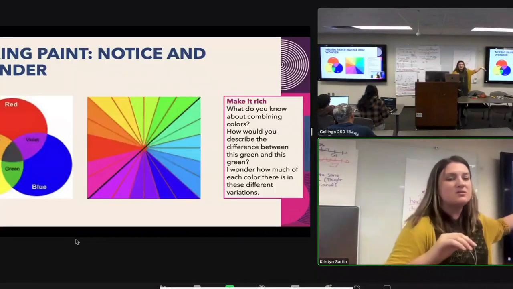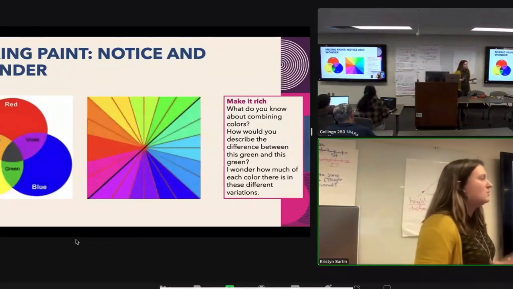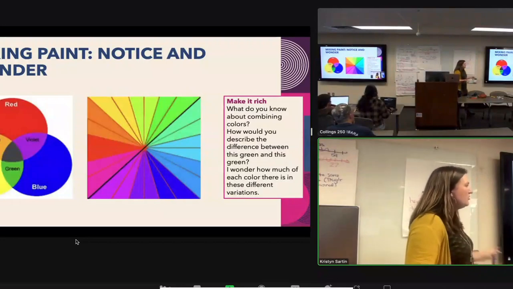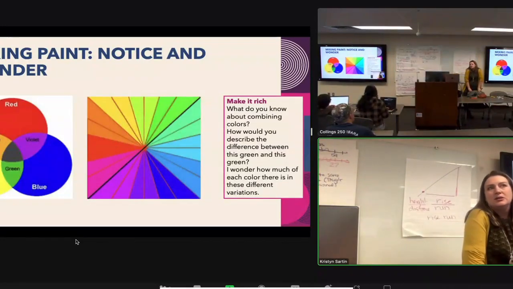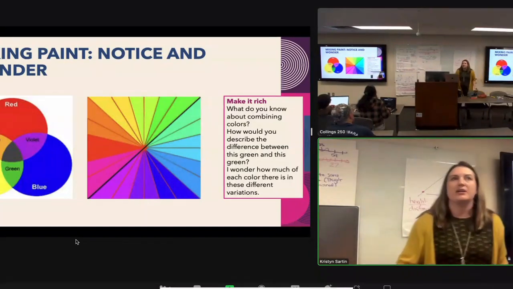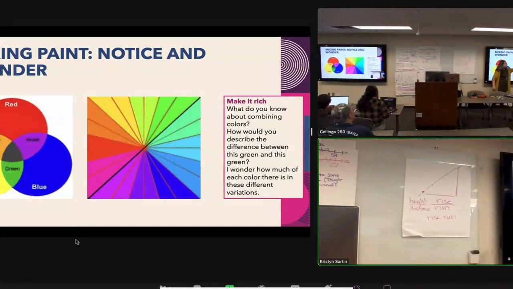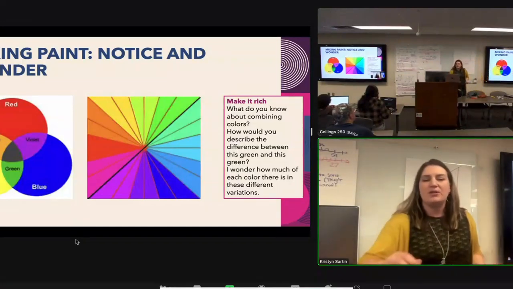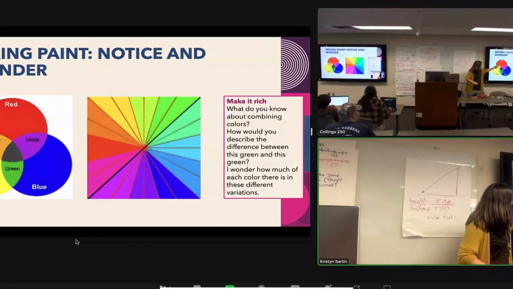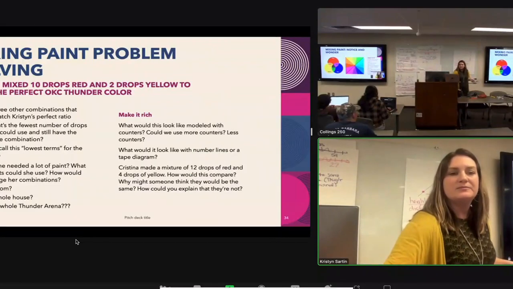Okay, so this last thing goes with what Christina was talking about. Mixing paint, notice and wonder. So I'd ask my two T's, what do you notice? What do you wonder? And then what do you know about combining colors? What's happening here? What does this mean? What experiences do you have with combining colors? How would you describe the difference between this green and this green? I wonder how much of each color there is in these different variations. So we know green is blue and yellow. But how much blue and how much yellow can vary, right?